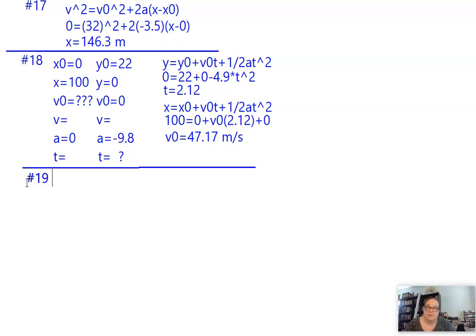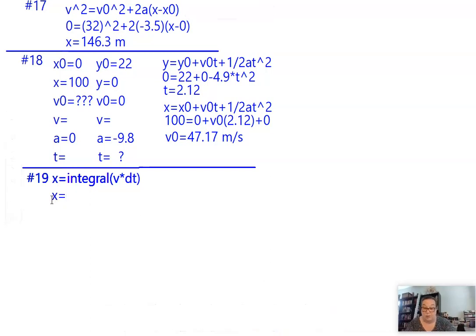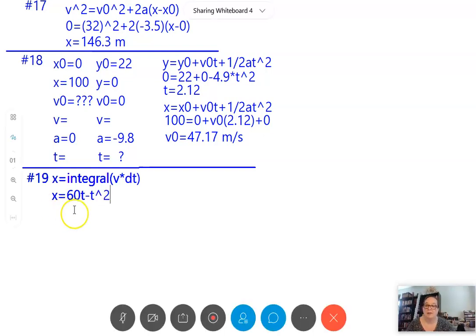So if we know the velocity as a function of time, how would you find the displacement? Well, the displacement is just going to be the integral of v times dt. So we're going to just integrate that velocity function to find the position function. When we integrate the 60, we get 60t. And then when we integrate the minus 2t, that's going to give us minus 2t squared over 2, which just gives us minus t squared. So that is our equation for the position as a function of time.